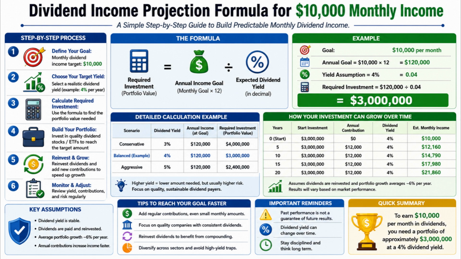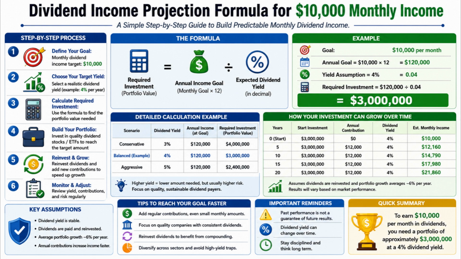This means that, at a 4% dividend yield, an investor would need approximately $3 million invested in dividend-paying assets to generate $10,000 per month in dividend income. However, the required investment amount can change depending on the dividend yield. For example, if the portfolio produces a conservative 3% dividend yield, the required investment would be around $4 million. On the other hand, if the portfolio produces a 5% dividend yield, the required investment would be around $2,400,000.